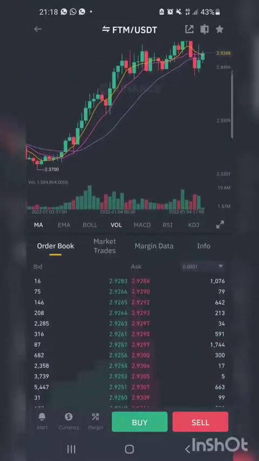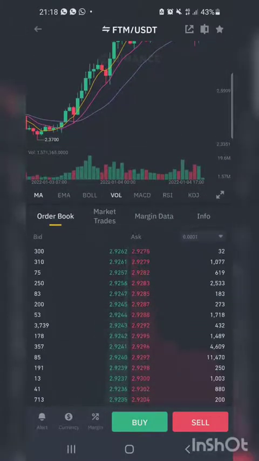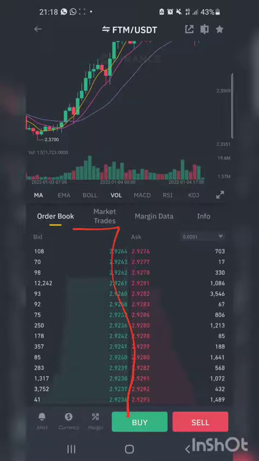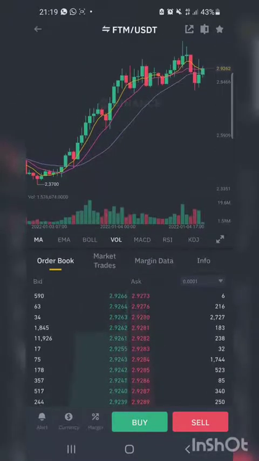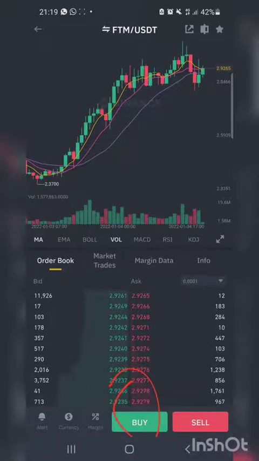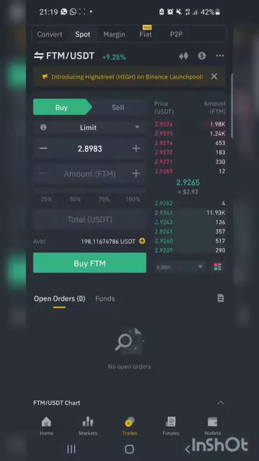So you can see this is the order book. The green side is the buying side, while the red side is the selling side. So first of all, we want to buy. So all we need to do is click on this buy option here. So I'll hit the buy.